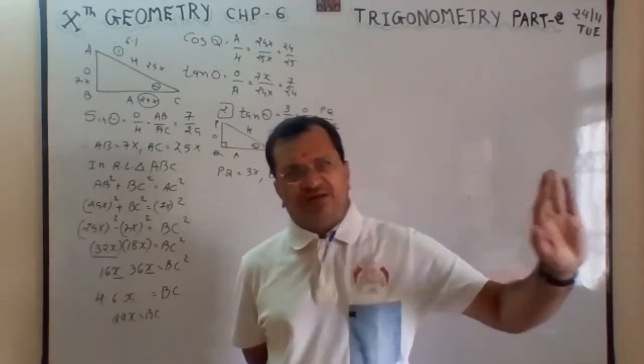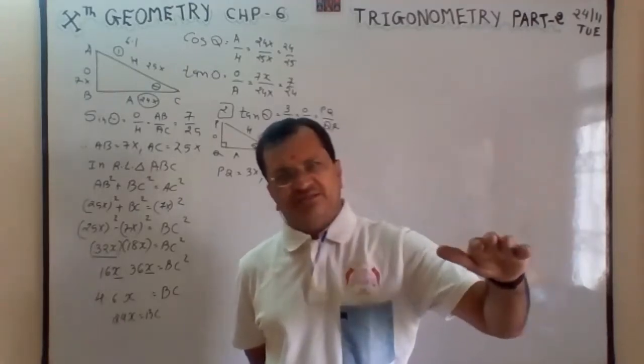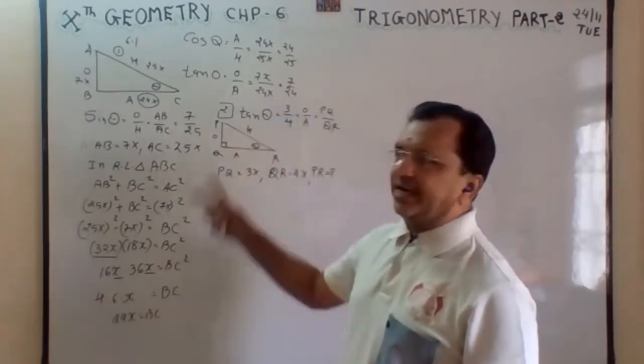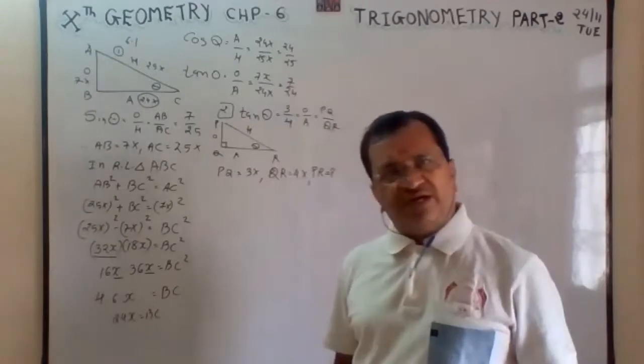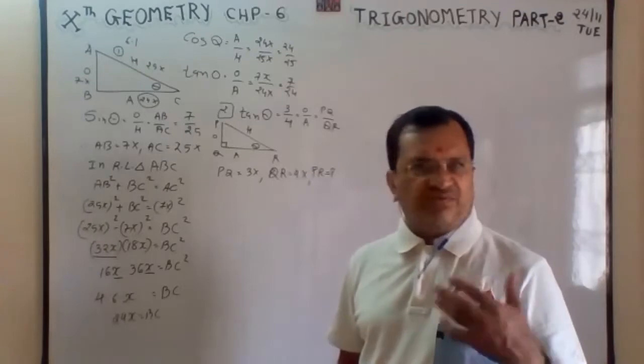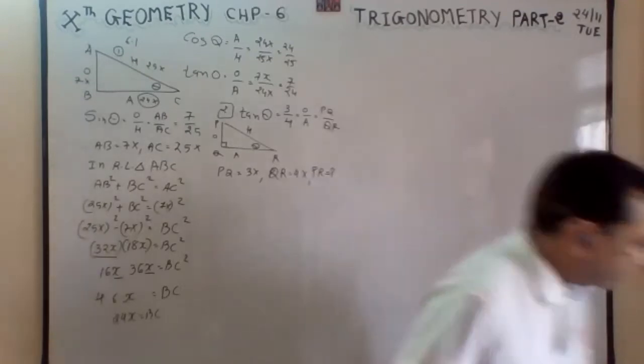This is the first part. In the exam, what will they ask? Directly or indirectly, they will give one ratio. One ratio means two sides. From two sides by Pythagoras, you can find the third side. You can find opposite, adjacent, or hypotenuse. Correct?